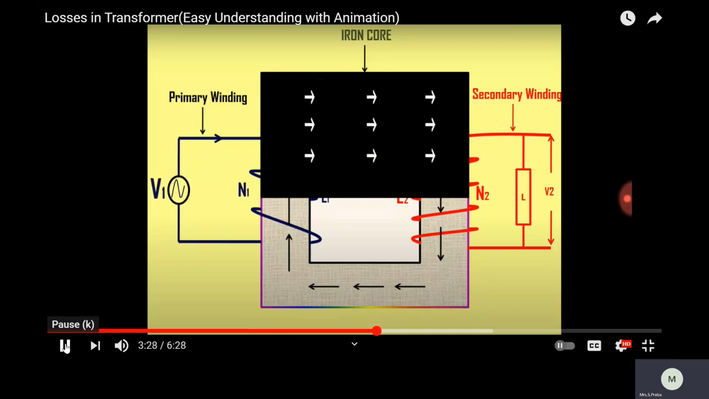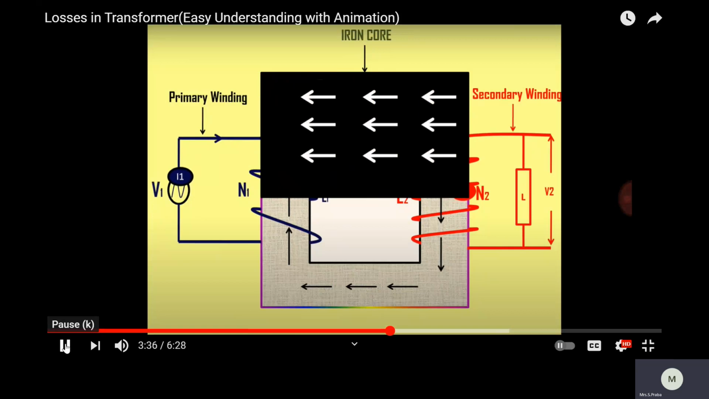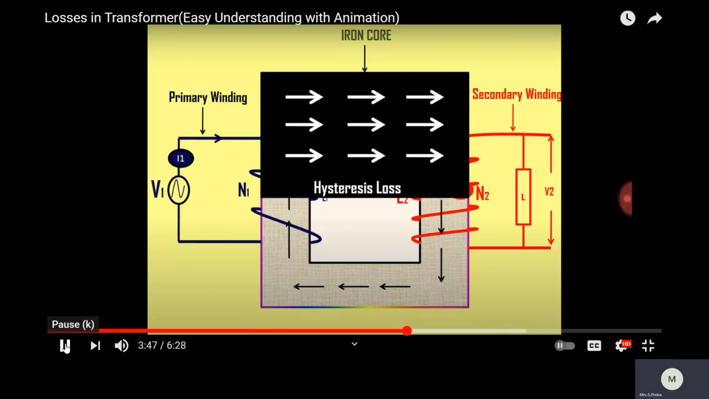So the change in flux means nothing but changing the direction of molecular magnets or the direction of dipoles. Because these dipoles have to change their orientation after every half cycle, there is again some energy loss, and this energy loss is called hysteresis loss. So there are two types of iron losses: eddy current loss and hysteresis loss.